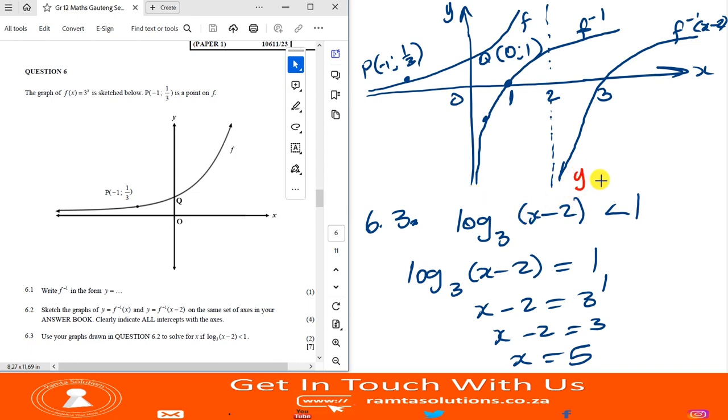This means y is less than 1. So when x is 5, y is 1. But pay attention. They say the y value must be less than 1. So if, let's say, at this point here the y value is less than 1, somewhere here, it means it's including all x values. But our issue is that it doesn't really include all x values. It will include x values that are greater than 2, but less than 5.